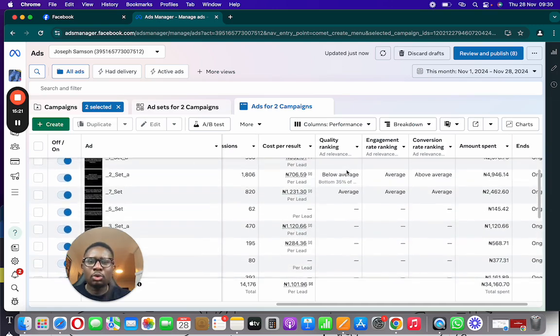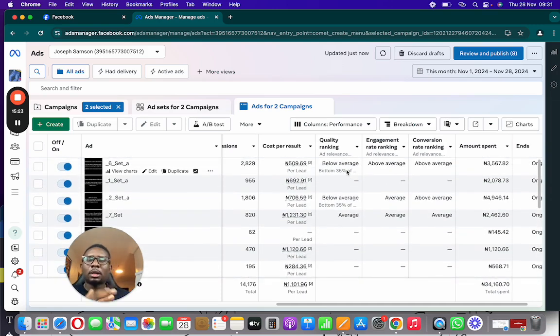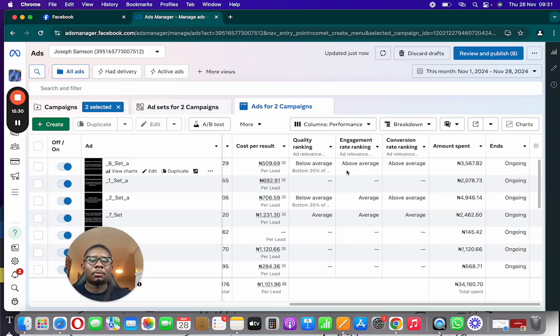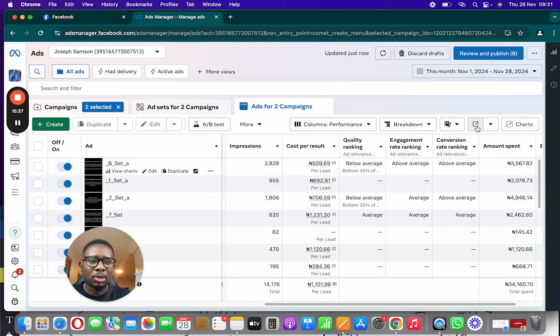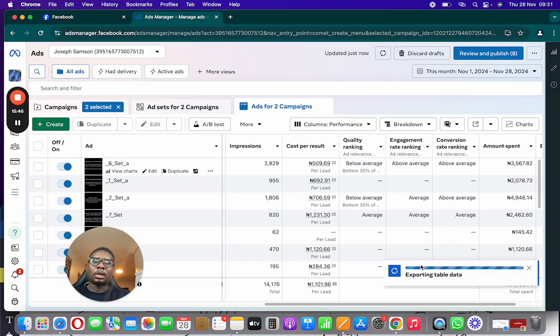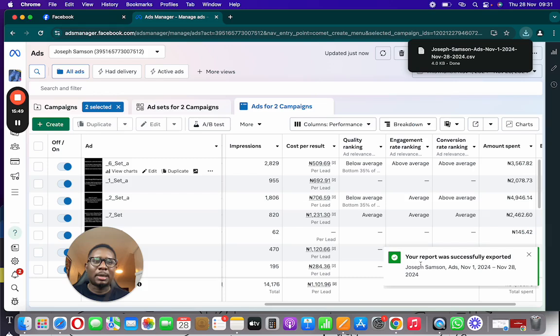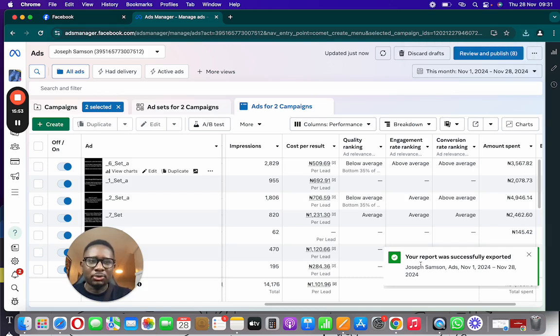All right, so for anybody who is wondering, what I did was a lead generation ad. But you can also use a traffic ad. A normal traffic ad should give you all of the information that you need. But this is not all. What I did next was I hit here to export. I exported the table data, and I don't have the time to begin to try to analyze all of this one by one.